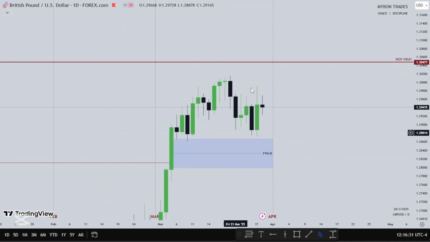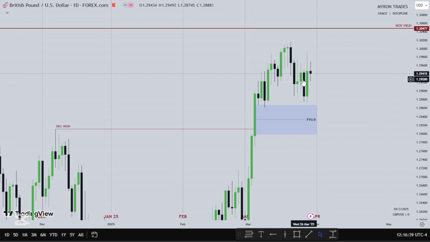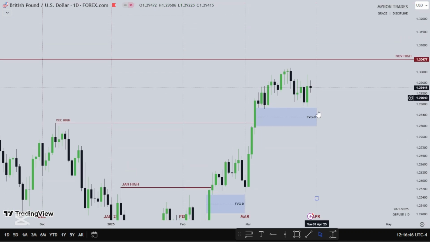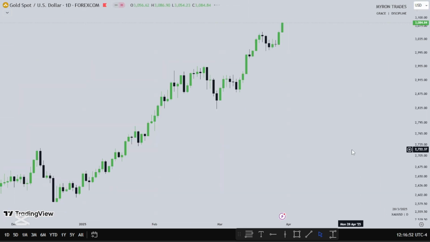It's in a range. So whatever GU wants to do, if it's to come down and find support in the fair value gap before we go higher and take out November highs, okay. If it's to go lower than that fair value gap right here, okay. So whatever price wants to do on GU with the NFP week, we'll see. So let's head down to gold and wrap this up.